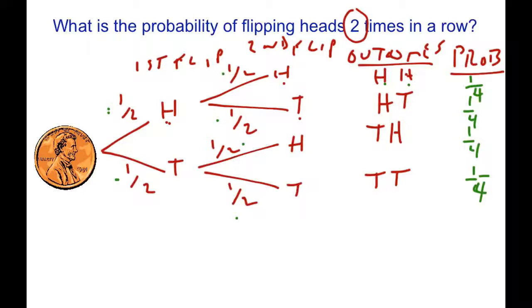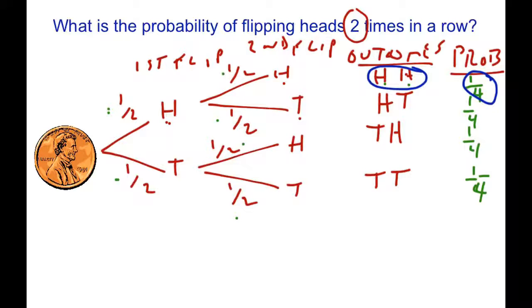And then the question is, what is the probability of flipping heads 2 times in a row? Well, heads 2 times in a row is right there. We already have our probability right there. The answer is 1/4. Right, well, now we want to do a problem like this and get an answer to a multi-stage probability event, but without making a tree diagram and doing all that.